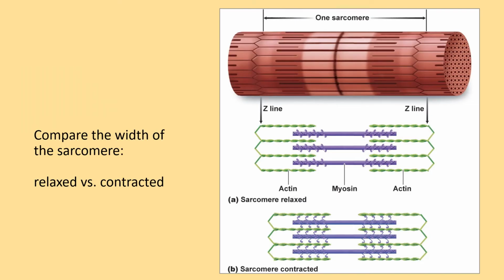This is just a different artistic representation of what we've been talking about. I like this picture because here in the relaxed sarcomere, there's no physical connection between myosin heads and the actin. And then in this representation of a contracted sarcomere, we do see that the myosin heads are physically attaching to the actin, and we'll talk more about that.